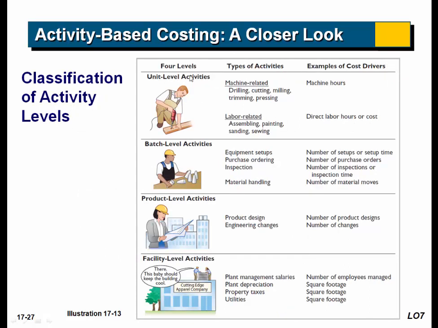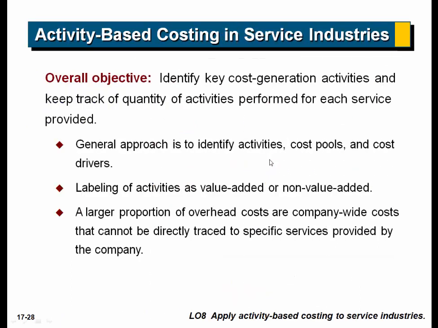So here's some classifications. We have unit level activities, batch level activities, product level activities, and facility. The allocations for these or the cost drivers are going to be different. And I'll just let you read through these so you can get an idea of how you would do that for different levels of activity.